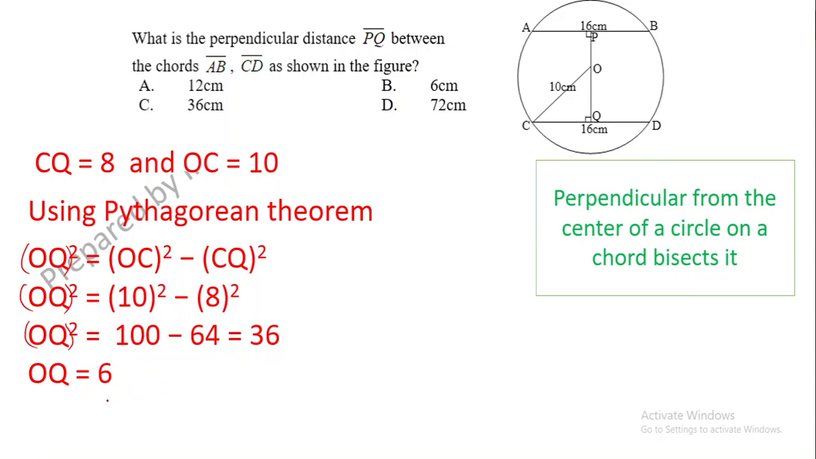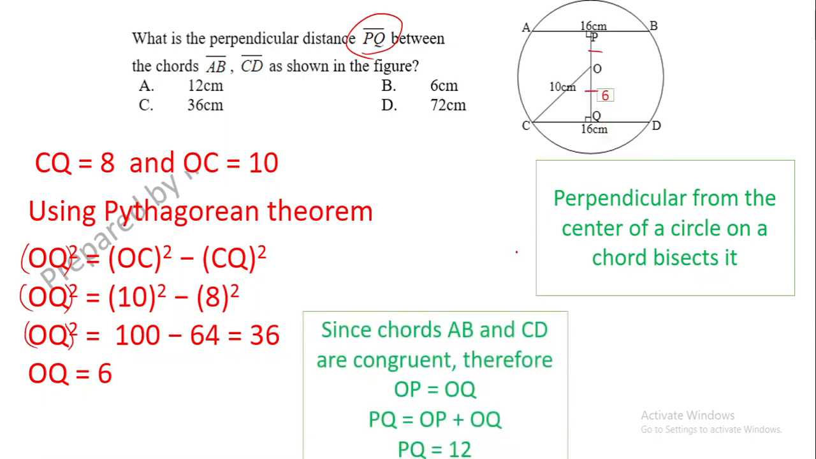So the value of OQ is equal to 6. So what I have to find is PQ. PQ is actually OQ and OP, but they both are the same. When they are the same, so 6 plus 6, 12. So what is the right option?